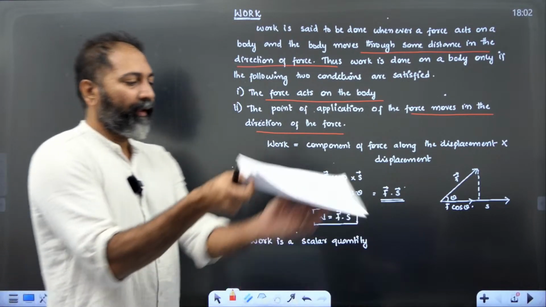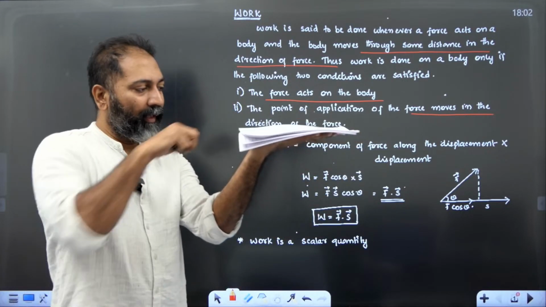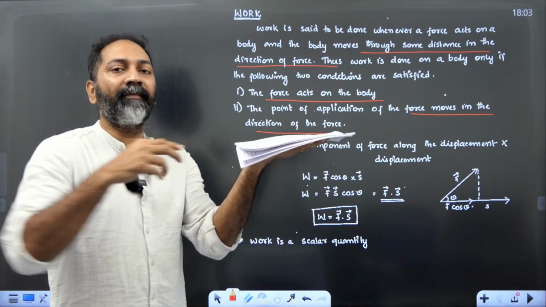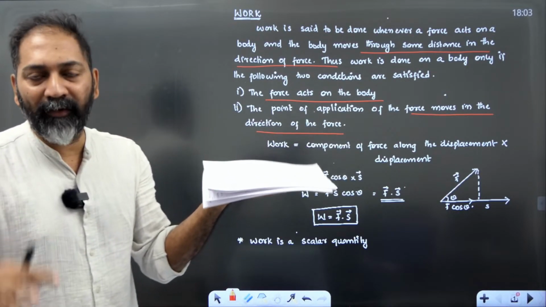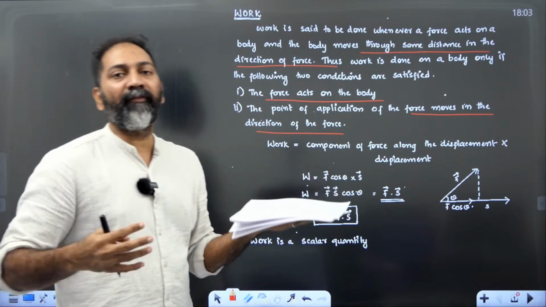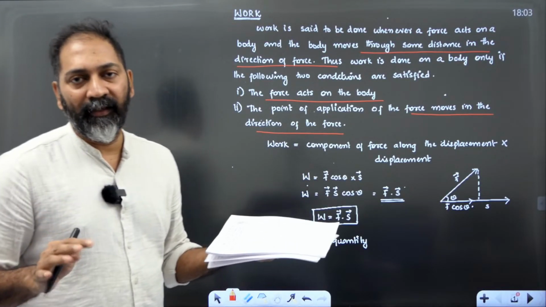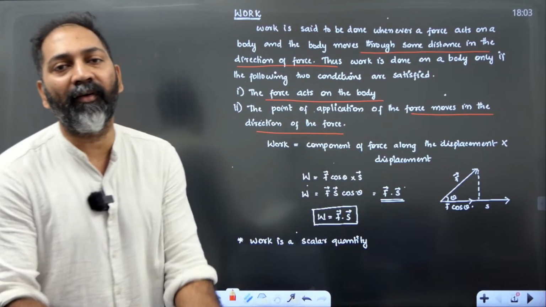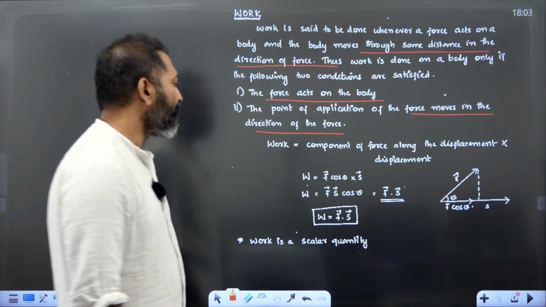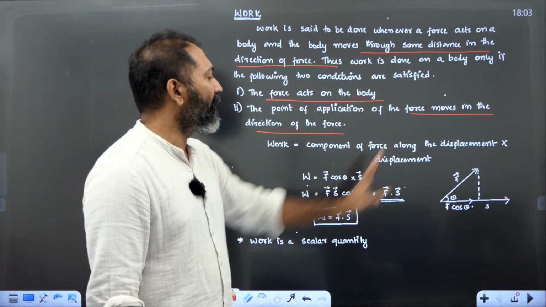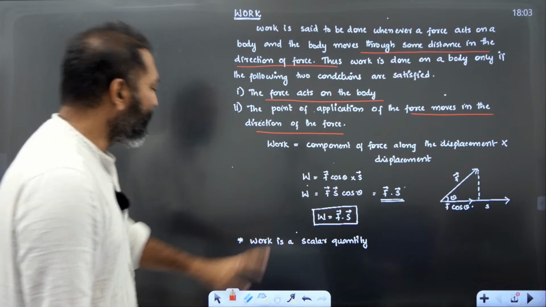See, I am holding this paper. I am applying a force here. If the paper is not moving in the direction of applied force, then there is no work done. By simply applying a force, we can't say work is done. Work is done only when the body moves in the direction of applied force. Work is equal to the component of force along the displacement times the displacement.